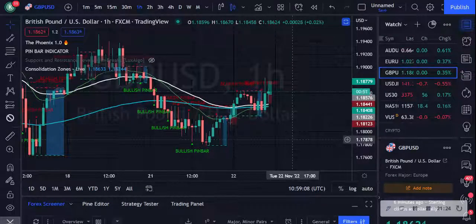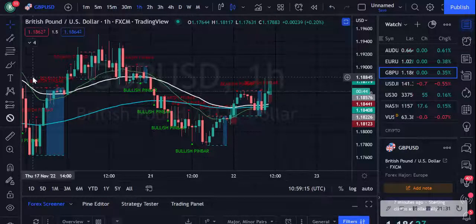So hopefully these two pairs and this analysis for today helps you guys to kind of just keep an eye on these pairs and see if anything sets up later for New York.